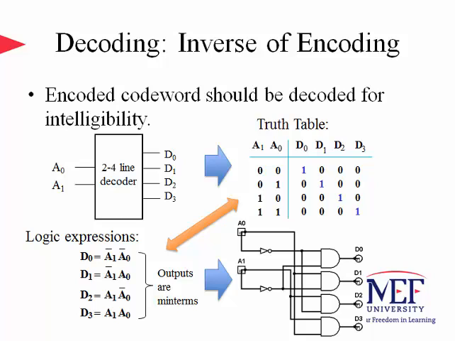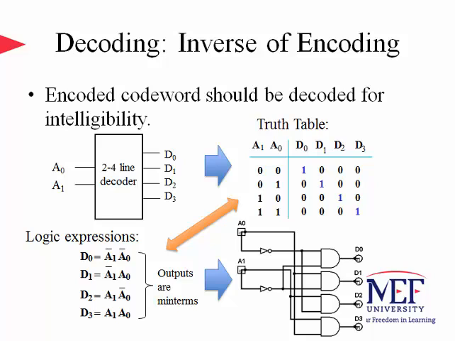Decoding is the inverse operation of the encoding operation. Encoding produces a coded version of the input, and that code word must be decoded for intelligibility. Here we show a 2 to 4 line decoder where the binary representations of decimal digits 0 to 3 are given as inputs, and the decoder chooses one of the outputs to be logical 1.